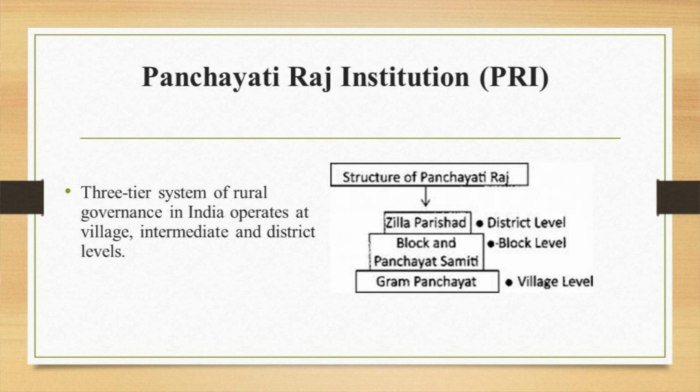Let us look at the Panchayati Raj institutions and its establishment. So, Panchayati Raj institution is a three-tier system of rural governance in India, which operates at village level, intermediate level and district level. So, Panchayat means an institution of self-government for rural areas. Village means a village specified by the governor by public notification to be a village for this purpose, which includes a group of villages also.